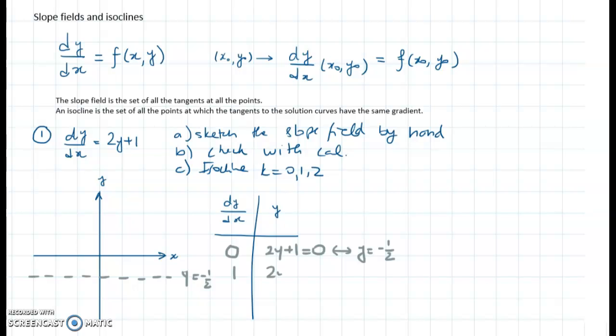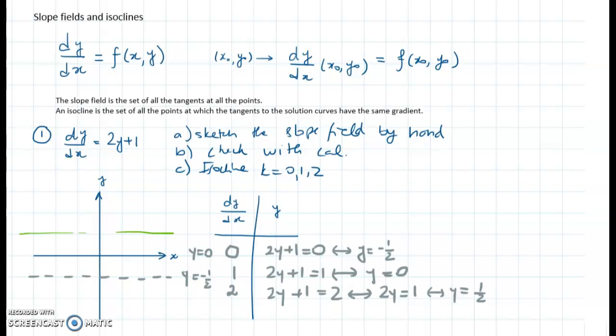For the point 1, we need 2y plus 1 to be equal to 1, so that means that we need y to be equal to 0. Let's check 2 as well. If we need 2y plus 1 to be equal to 2, this is going to be true when 2y is equal to 1. So we need y to be equal to a half. Let's add these lines to the picture. So the line y equals 0 is the x-axis, and then we also need the line, which is a different color, the line y equals a half.